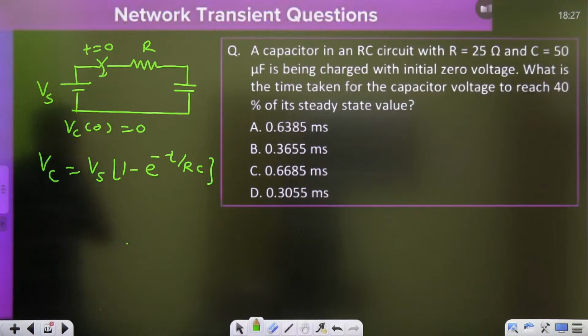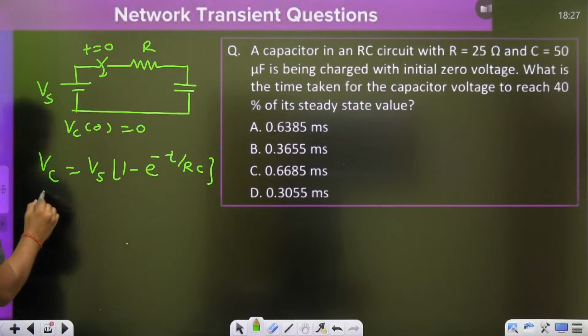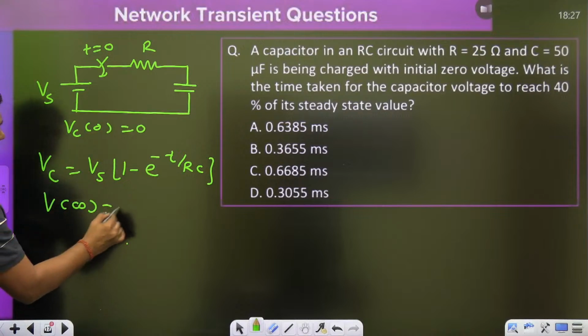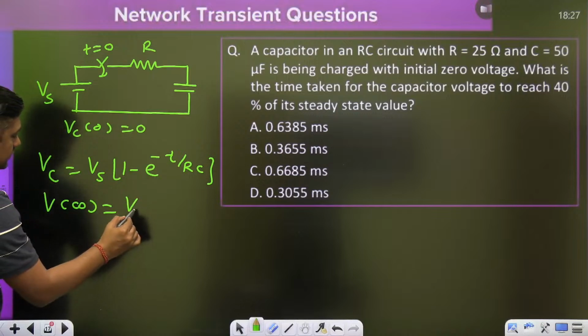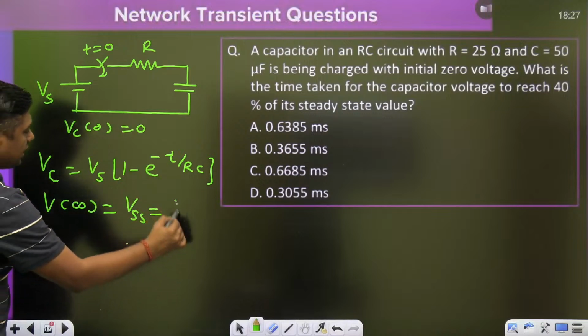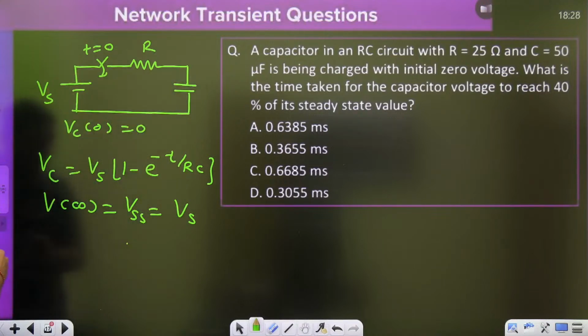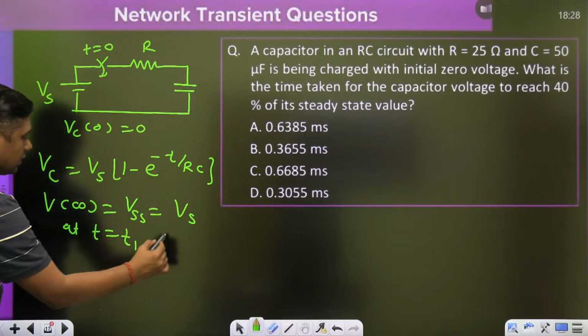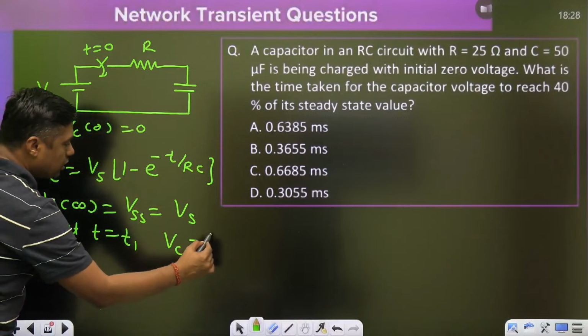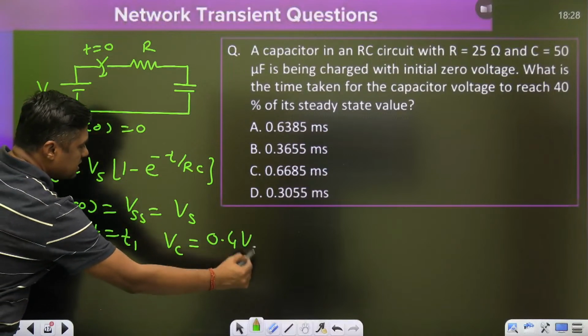Now what is the question asked? The time at which it will reach 40% of its steady state value. So what is the steady state value? Steady state means at t equal to infinity, the capacitor acts as open circuit, that's why Vs is the steady state value. So what is the 40%? Let at t equal to t1, Vc reach 40% of its final value, that is 0.4 Vs.